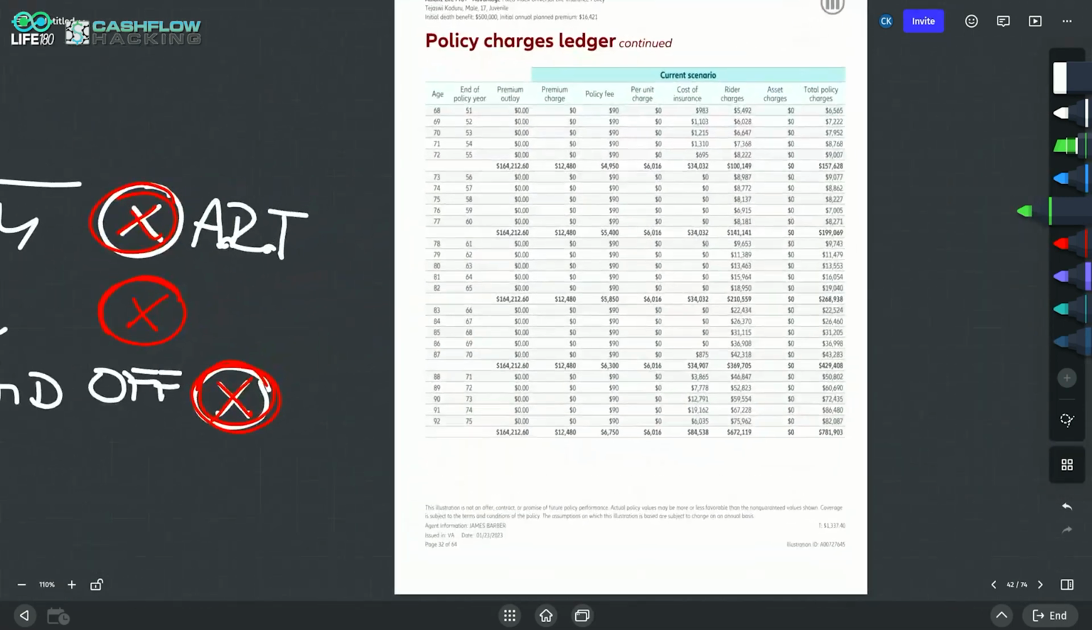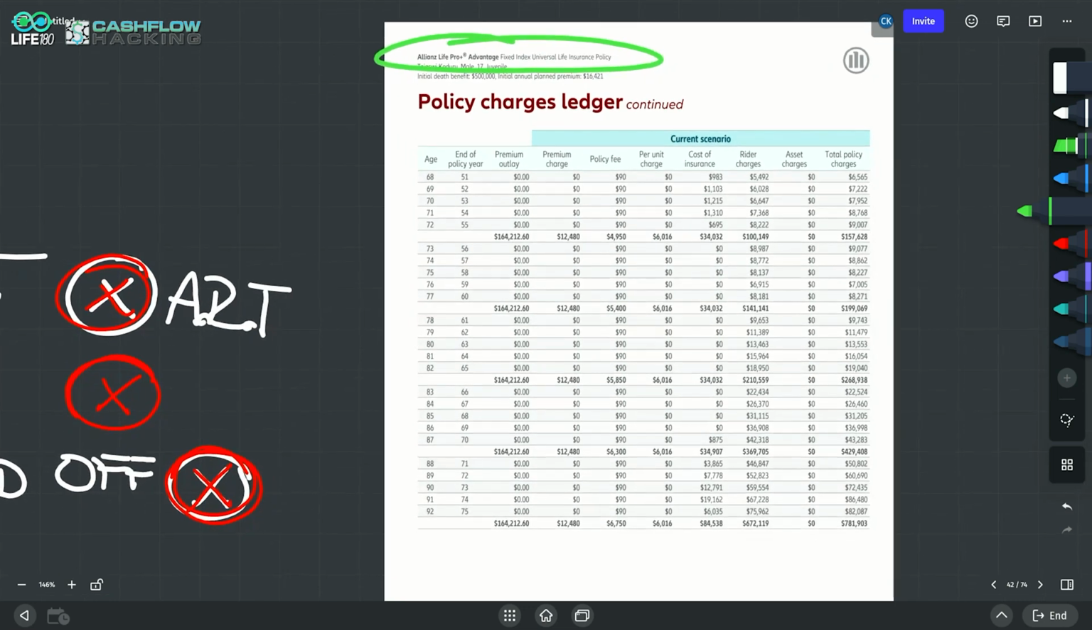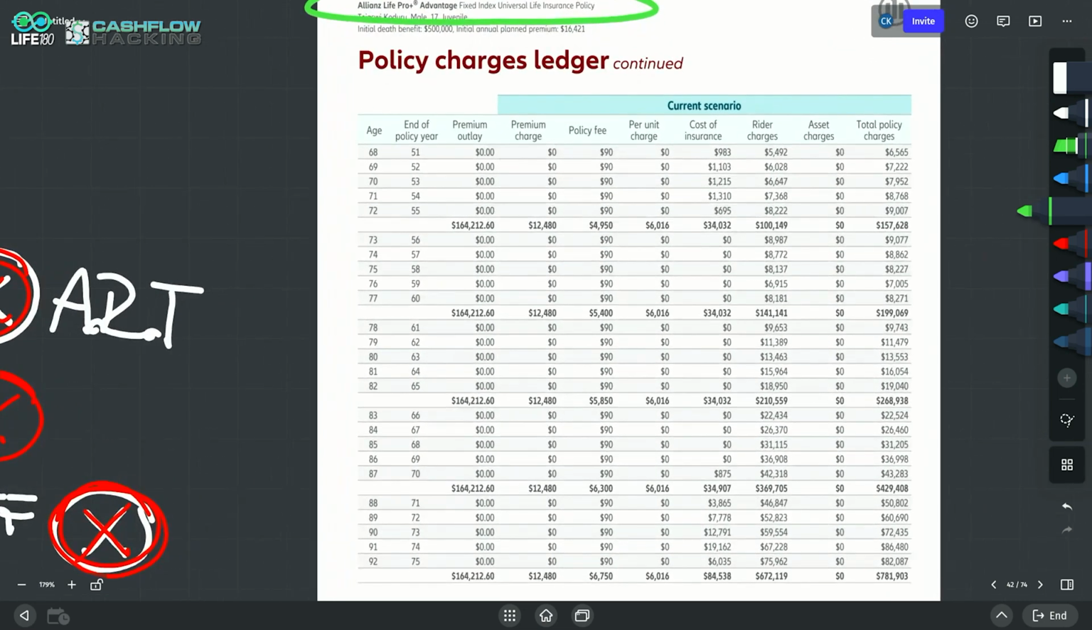Now, on the flip side of this, let's move over here, and I wanna take a second and show this. This is an Allianz Life Pro Advantage policy. Now, this is a guy like Dave McKnight, who wrote the book Power Zero, loves this product, and I'm about to show you that this product is one of the worst products in the financial industry, and here's why.